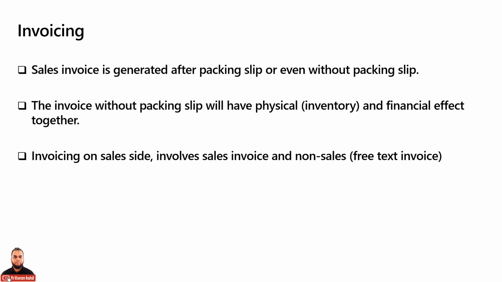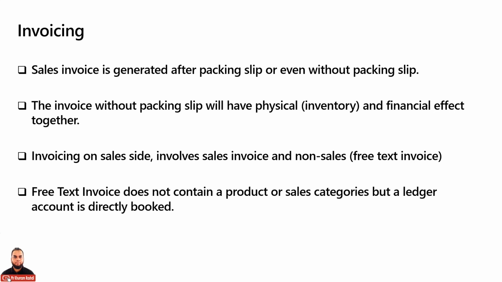So invoicing on the sales side involves basically a sales invoice and a non-sales based invoice, which is called a free text invoice. The difference is that a sales invoice is associated with a sales order, whereas a free text invoice is not associated with a sales order. By that I also mean that a free text invoice will not contain the items or sales categories. You can just put a description of whatever you have sold, which can be services or items, but you are not interested in involving the inventory module, and you directly select the ledger account, that is normally a revenue account.